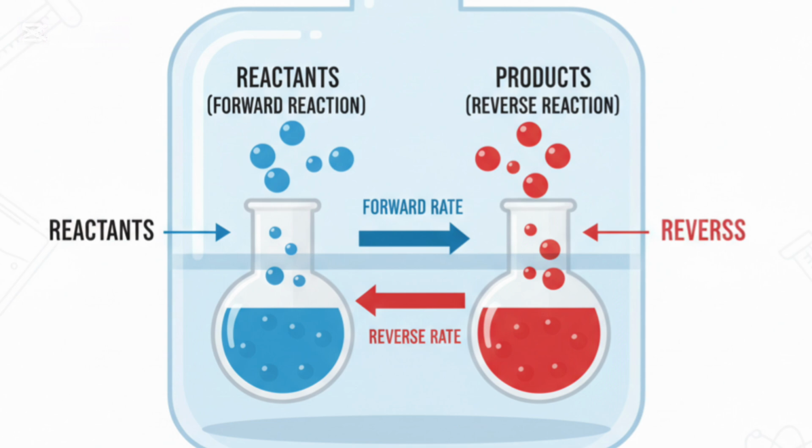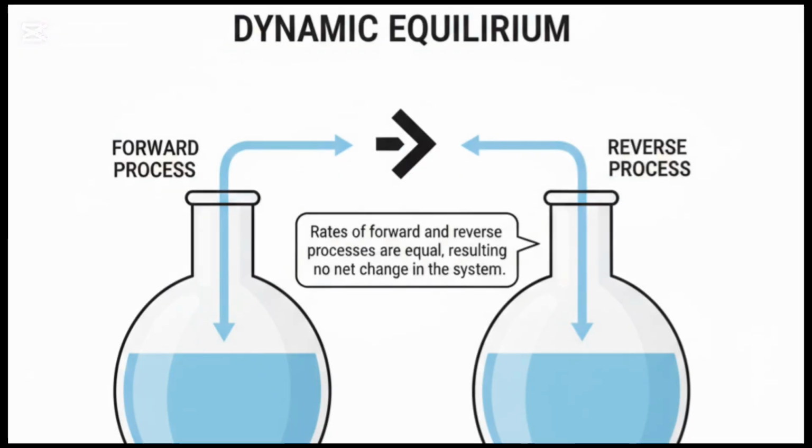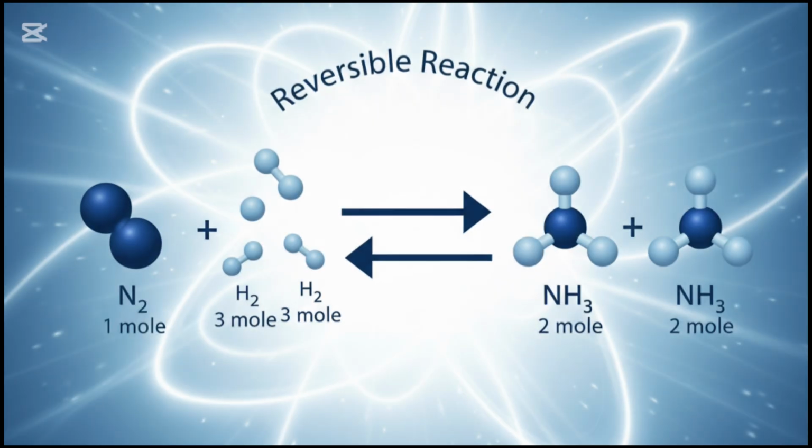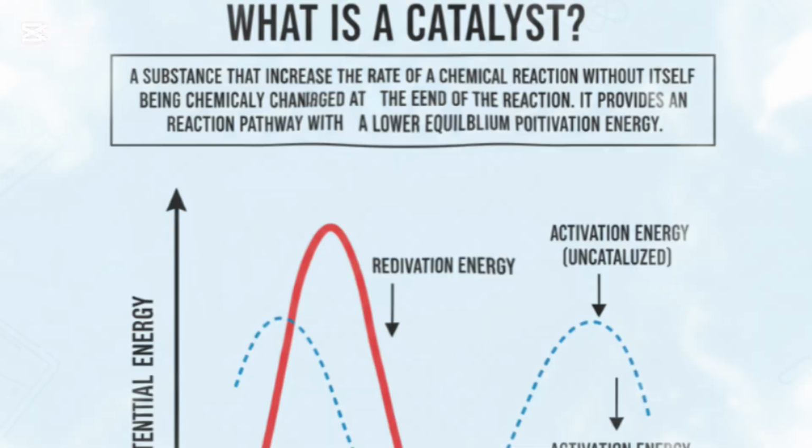At dynamic equilibrium, the rate of the forward reaction equals the rate of the backward reaction. It means that the amounts of reactants and products remain constant, not because the reactions have stopped, but because they are happening at the same speed.